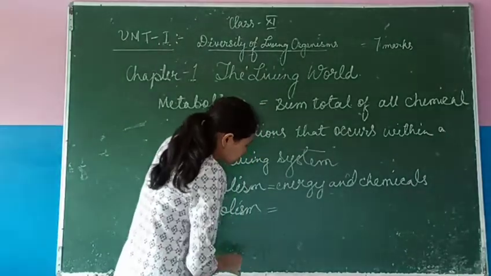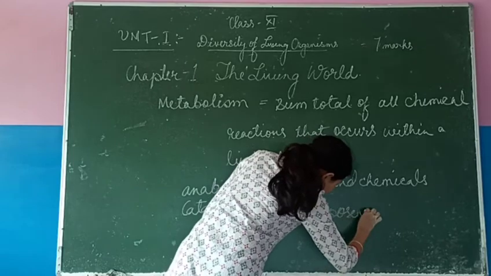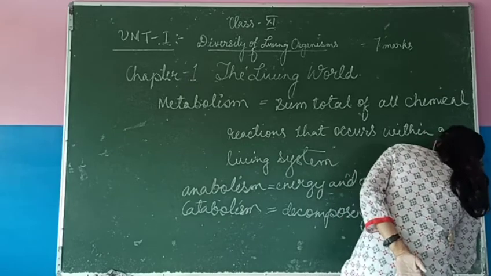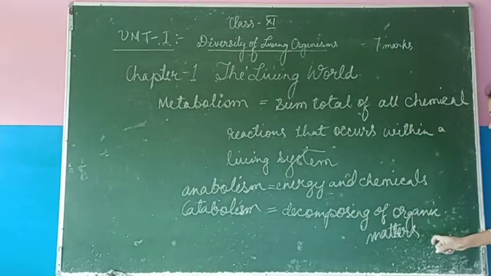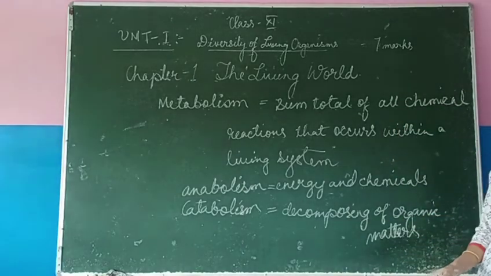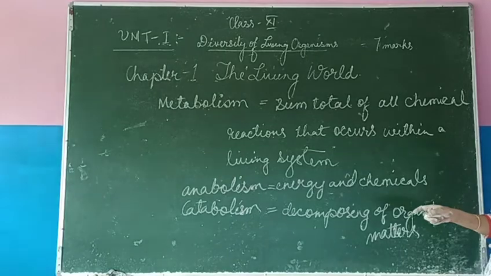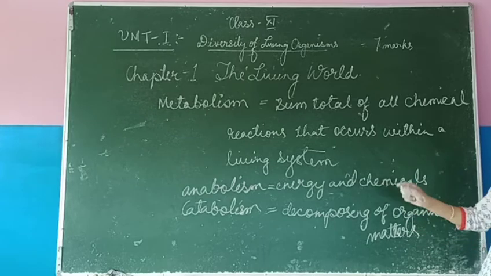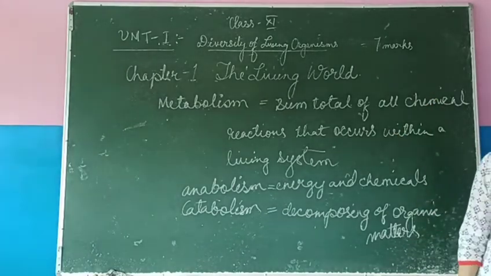Catabolism is nothing but the decomposing of organic matter. So the decomposing of organic matter is catabolism, and the transformation of energy and chemicals by converting them into cellular components is anabolism. So there are two types of metabolism occurring in a living system: anabolism and catabolism. When I say metabolism, it is the sum total of all the chemical reactions.